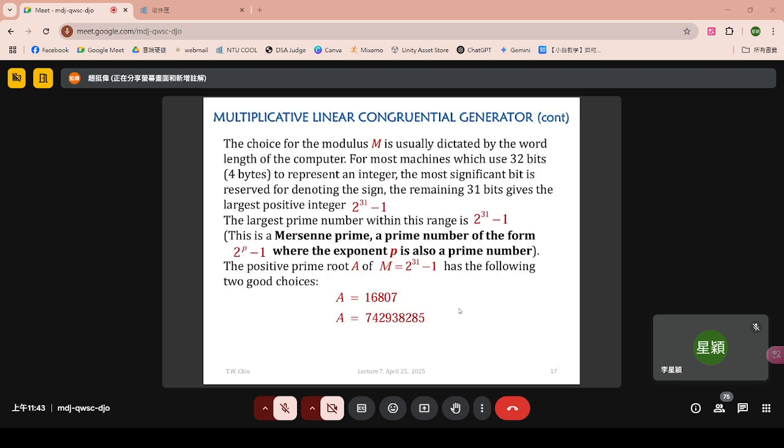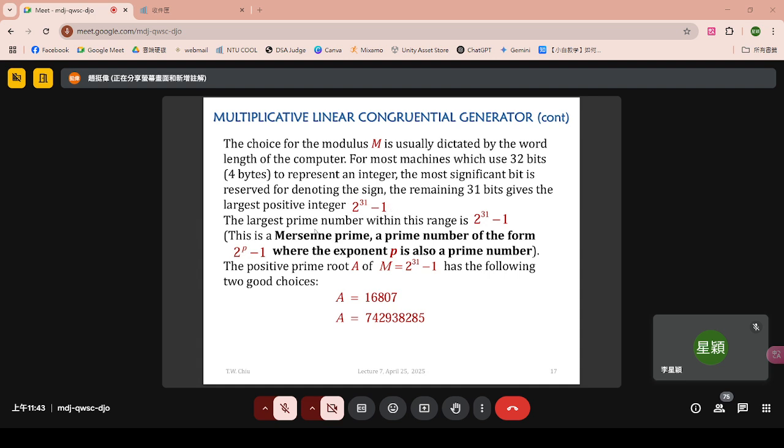The choice of m is usually dictated by the word length of the computer. For most machines, it's 32 bits, which is 4 bytes, to represent an integer. The most significant bit is reserved for the sign: when it's 1, it's negative, and when it's 0, it's positive. So the remainder is 31 bits, and the largest integer in this case is 2 to the 31 minus 1.